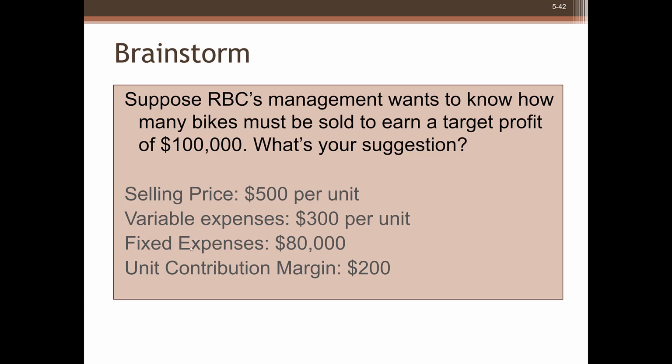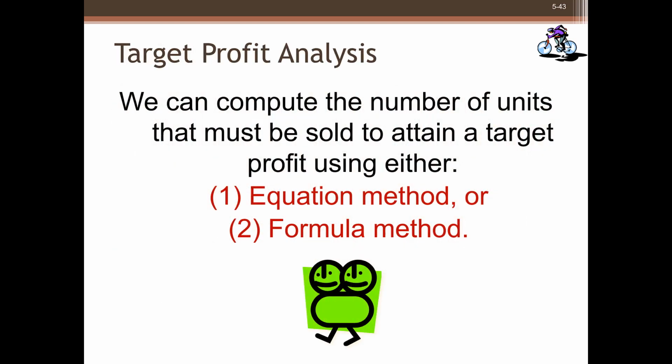All those information same as before. Selling price per unit, $500. Variable expenses per unit, $300. Fixed expenses, $80,000. Unit contribution margin, $200. We can calculate number of units must be sold to achieve our target profit using either equation method or formula method.